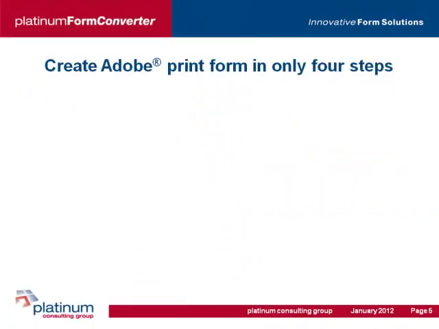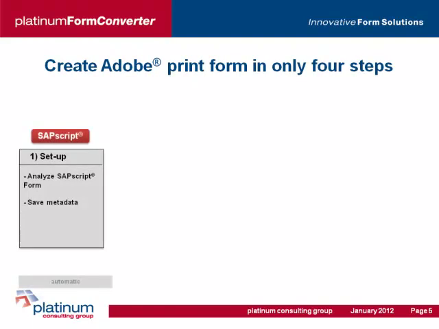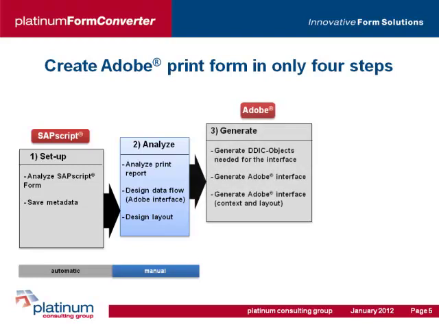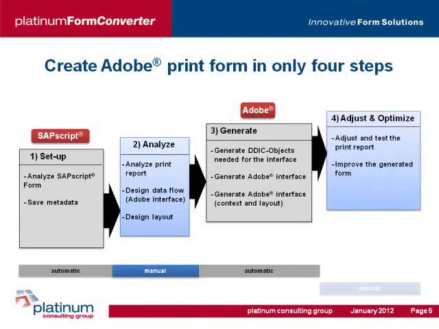The conversion process to Adobe Print Forms takes 4 steps. We begin with analyzing the original Sapscript form and then saving the metadata, which is all done automatically. The second step is designing your form, so this is done manually and includes the design of data flow and form layout. After settling the design, the third step is performed automatically and involves generating the objects and interface of the new Adobe form. And of course, we have the final step, which is concerned with the fine-tuning of the resulting Adobe form, taking care of the printing details.